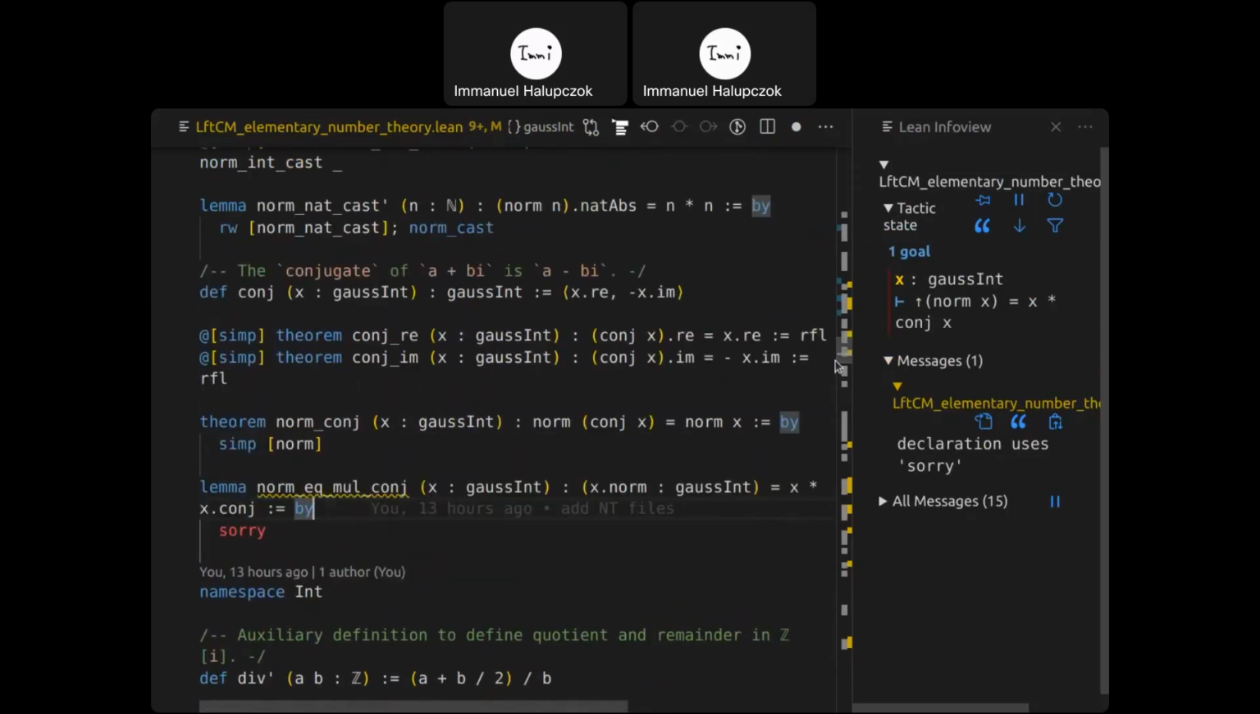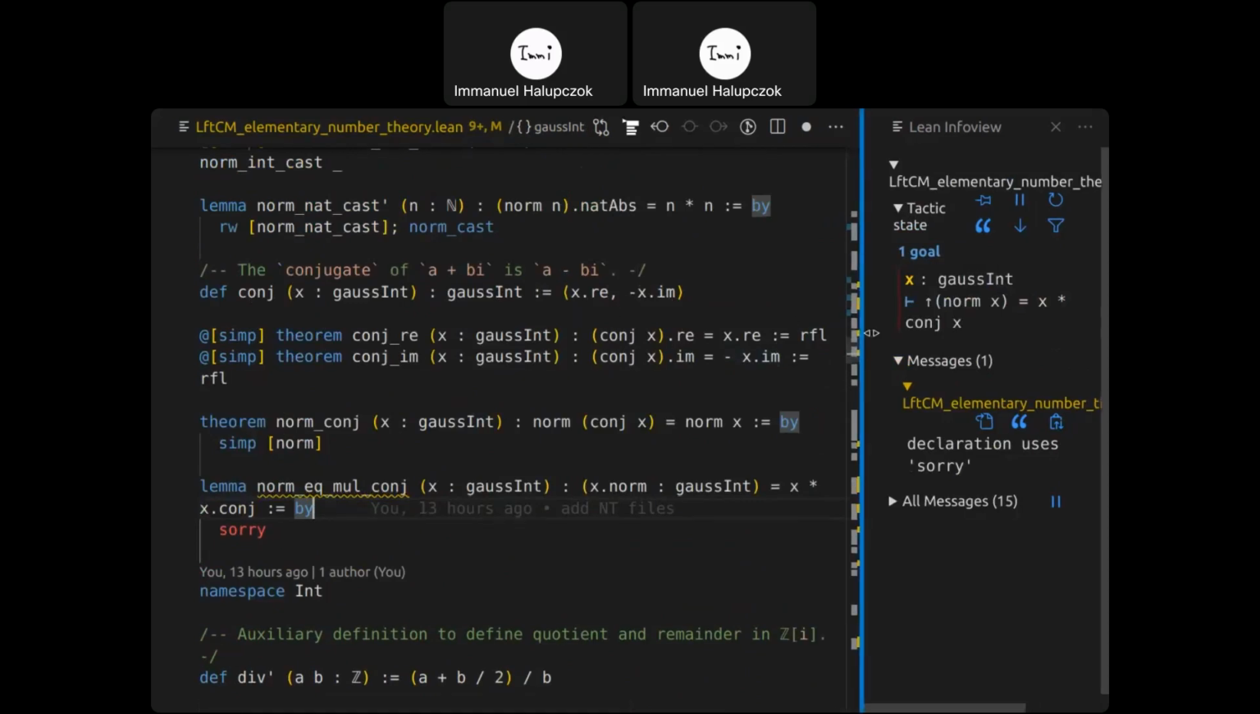Yeah, and the last thing that I asked you to prove about the norm is these lemmas about how it's related to the conjugate of an element, right? So the conjugate of a Gaussian integer has the same real part and the negative of the imaginary part, and then the norm of an element is going to be the element times the conjugate. Okay.